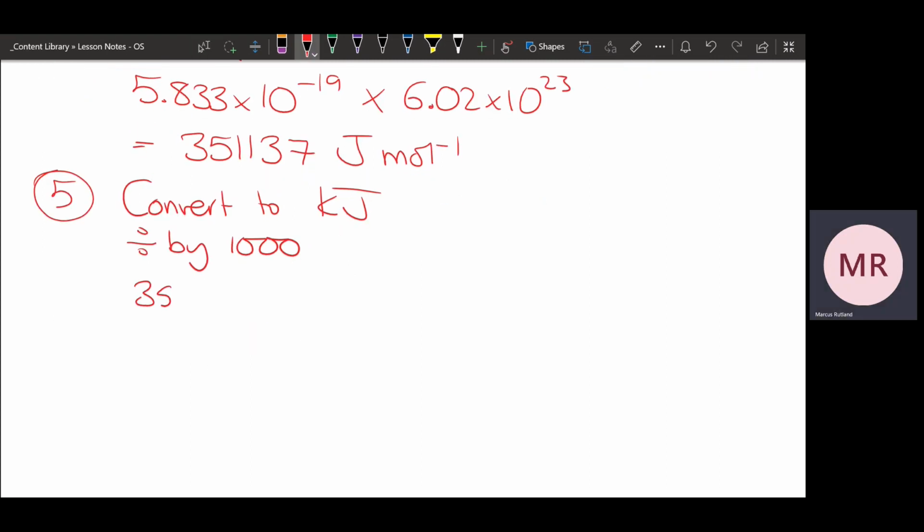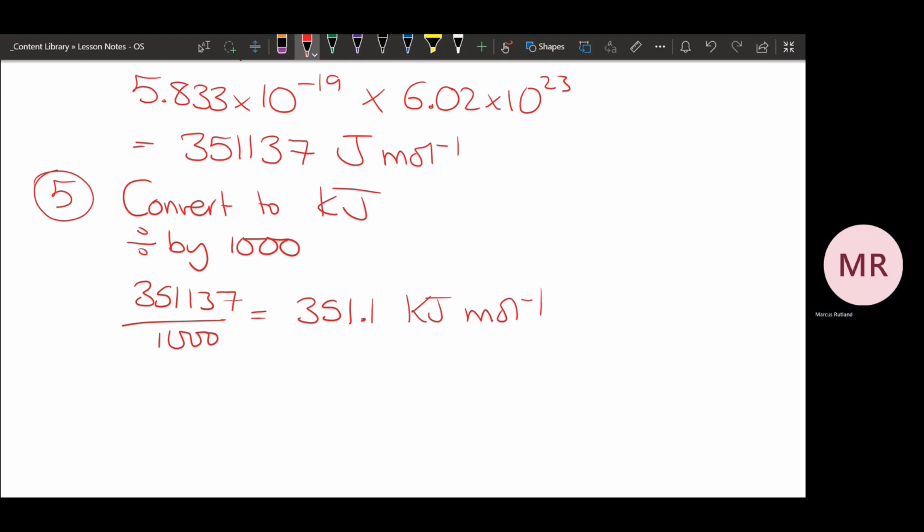And so 351,137 divided by 1,000 is 351.1, just to give it 4 sig figs, bit random. And this is now kilojoules per mole, because we worked it out as a per mole value and now we've converted to kilojoules, and so that would be the answer.